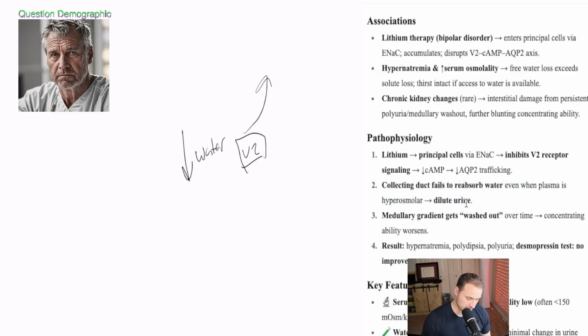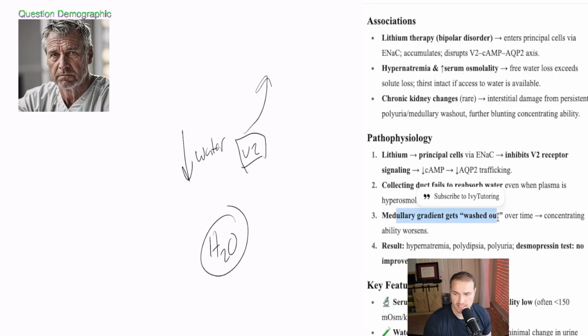And now the urine is just full of water. So the medullary gradient gets washed out. And so then you just lose the ability to concentrate at all. And hypernatremia, polydipsia, polyuria, you have no improvement even after you give them desmopressin.